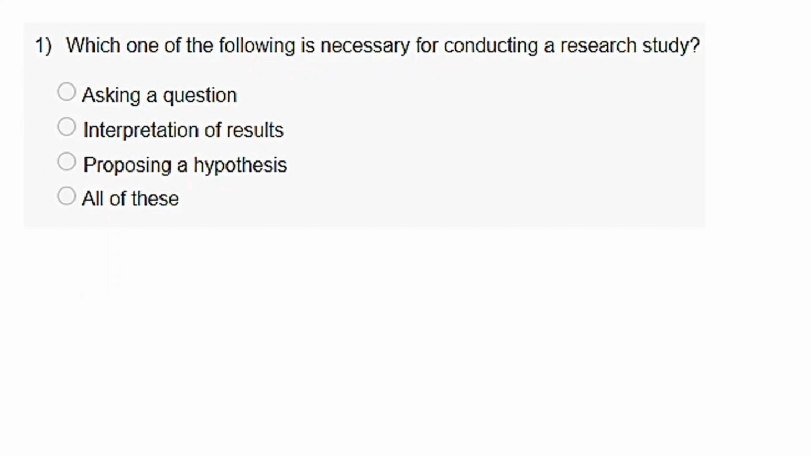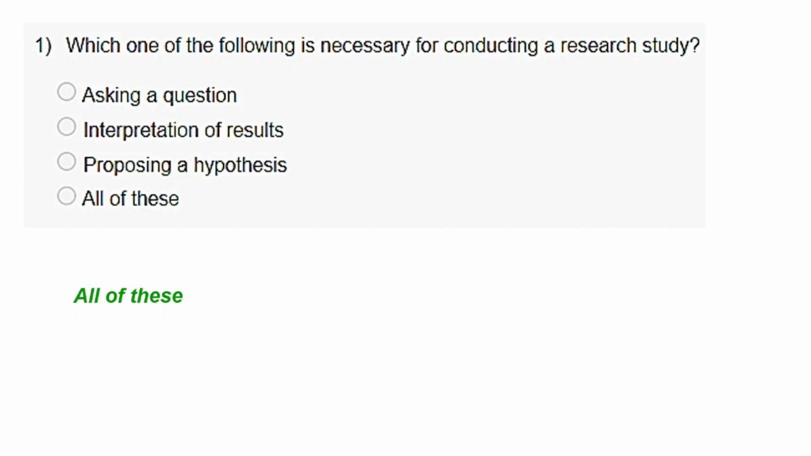Which one of the following is necessary for conducting a research study? What do you think is necessary? I think they have all of these. All of these, yeah. Would anybody else like to answer, or put a point? Anything is fine. So yeah, the answer is all of these.